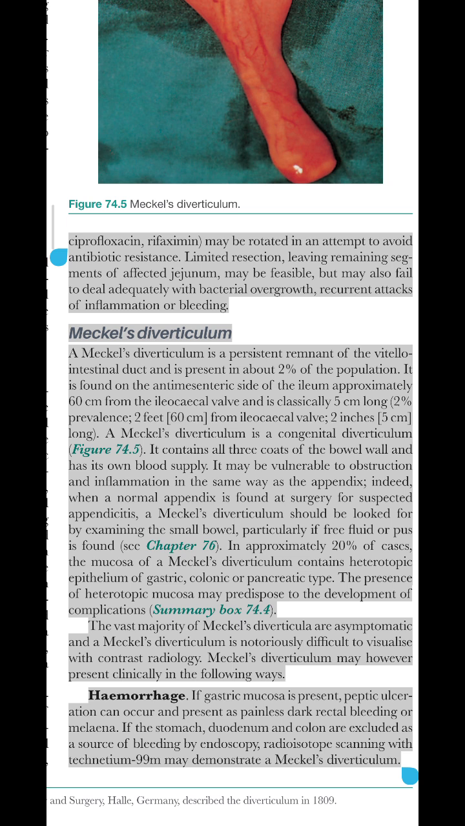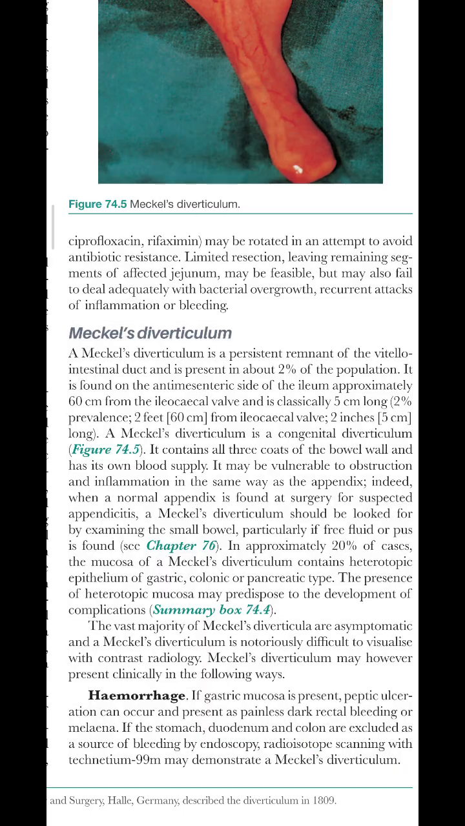Hemorrhage. If gastric mucosa is present, peptic ulceration can occur and present as painless dark rectal bleeding or melena. If the stomach, duodenum and colon are excluded as a source of bleeding by endoscopy, radioisotope scanning with technetium-99m may demonstrate a Meckel's diverticulum.